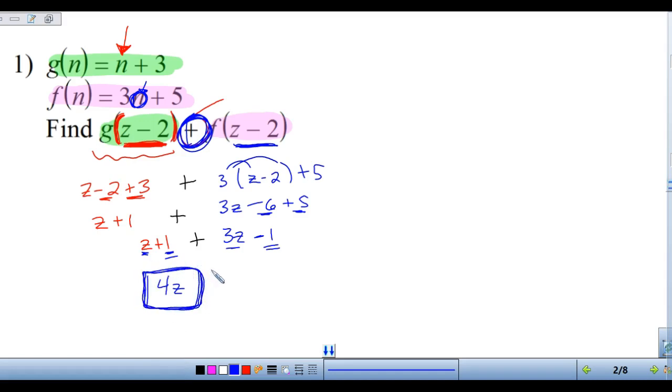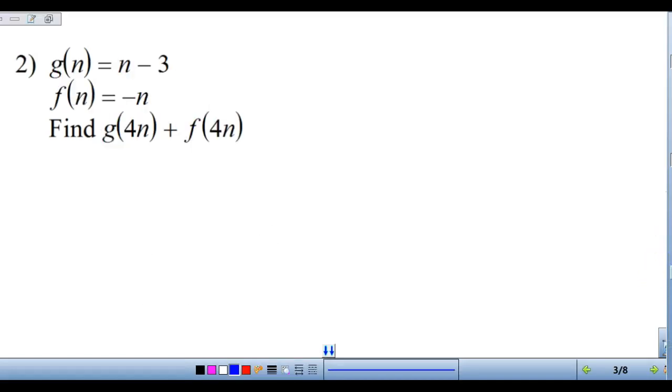Now don't get nervous. Just make sure if you need to rewind and watch it again, that you watch it again. If you need to pause as I'm going through things and try a couple steps on your own in pencil, and then watch it and see how you did, that's fine. So let's try number 2 if you're ready. If not, just pause it.